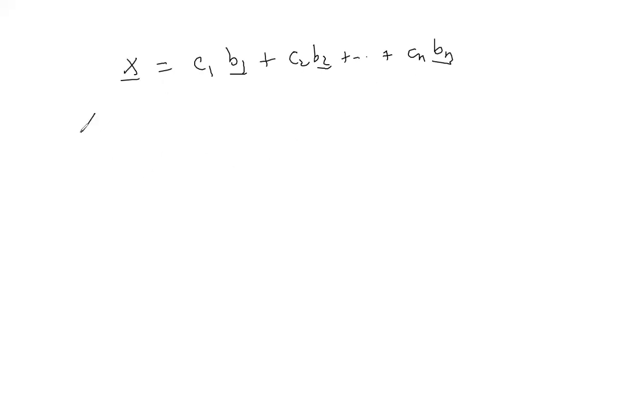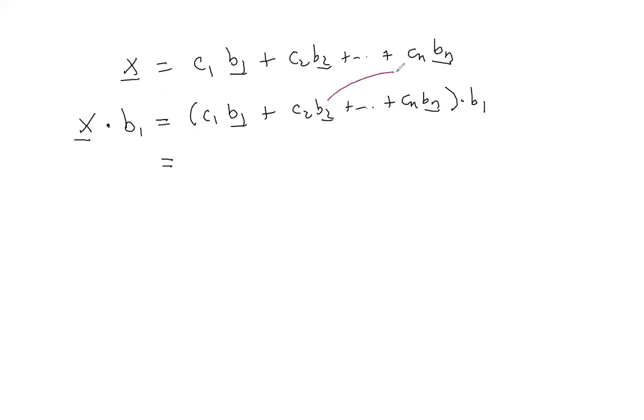Right. So what happens if we take X and dot product it with, say, B1? We can do that. We can just take a vector and dot product it with another vector. Then we get C1 B1 plus C2 B2 plus Cn Bn, dot product with B1. And then a nice thing happens, right? You get a bunch of zeros. This dot product with B1 is 0 because B2 and B1 are orthogonal, and Bn dot B1 is 0, and all of these intermediate ones are 0, and the only thing that survives is this first term.